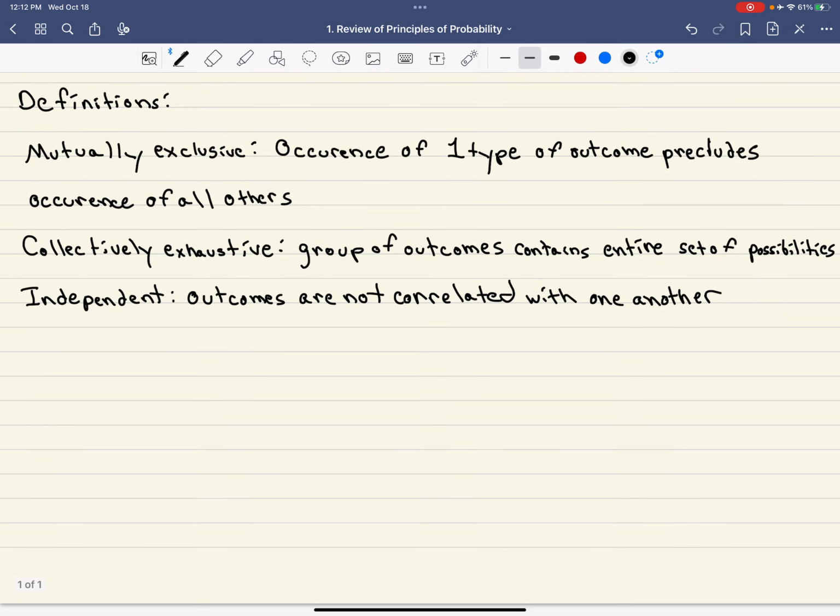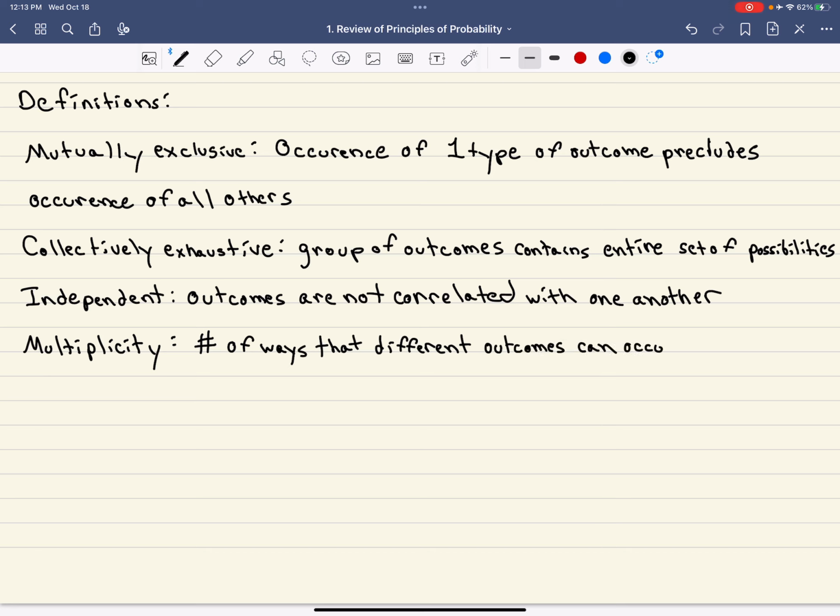The last thing I want to define is something called the multiplicity. This is something that's going to show up quite a lot in this course. Okay. So all this is, it's the number of ways that different outcomes can occur. And in general, in this course, I'm going to abbreviate multiplicity as this omega.